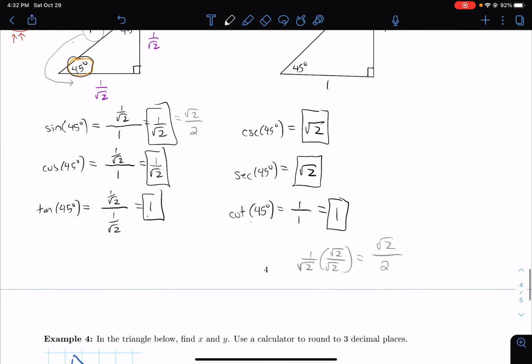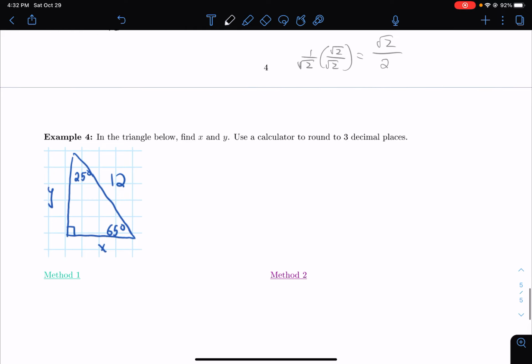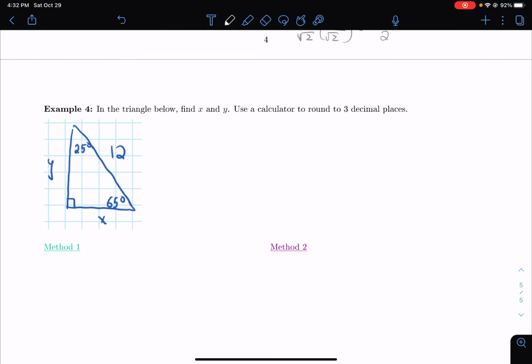Okay, all right, so let's end with one other example. Okay, so this example is going to kind of illustrate, well, what's something that we could use these trig functions for? Okay, so it says, in the triangle below, find x and y.